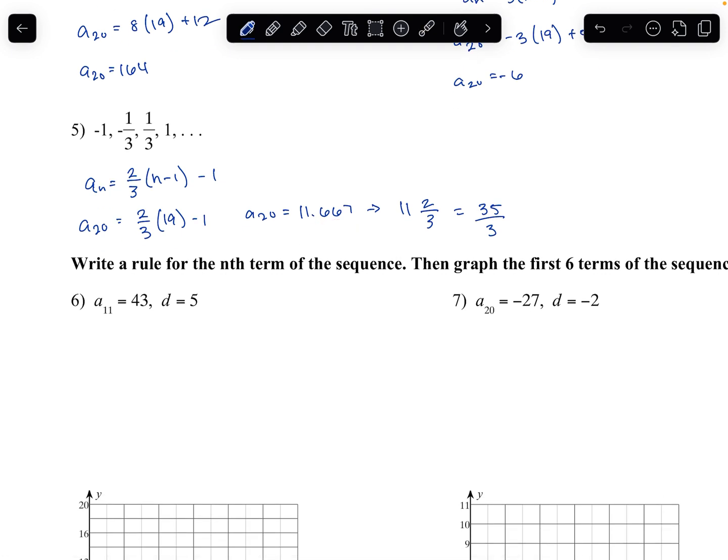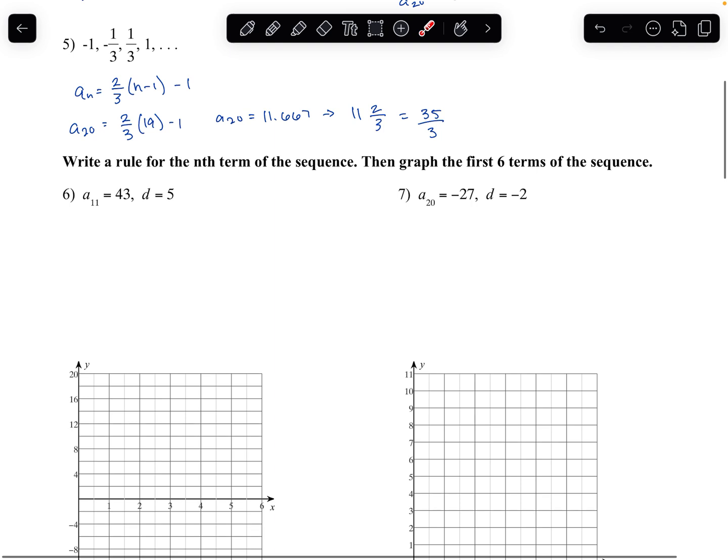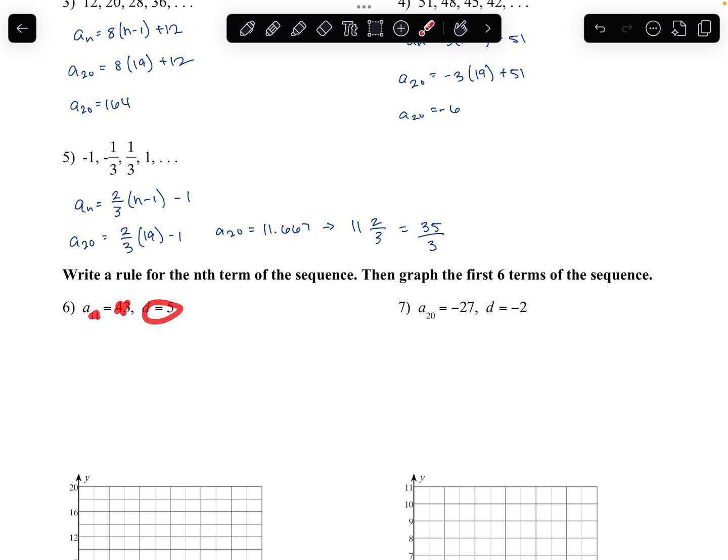All right, write a rule for the nth term of the sequence and graph the first 6 terms. So now notice here that we don't have the sequence given. We're given the 11th term in this case. The 11th term is 43. The common difference is 5.